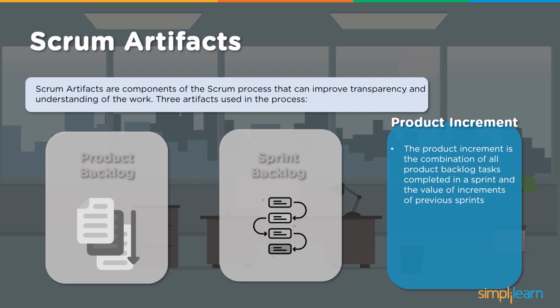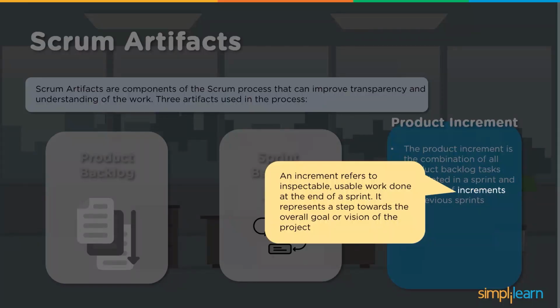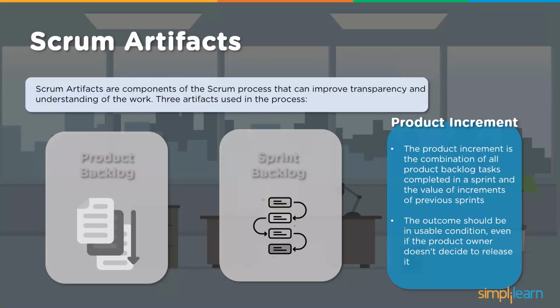That will lead to further issues and complications, and that should not happen. When we say agile, it's about moving faster, fine, and responding to change, fine, but that should not lead towards further complexity. It should make things simpler and smoother. Scrum is stressing that part. An increment refers to inspectable, usable work done at the end of the sprint. It represents a step towards the overall goal or vision of the project, as I was mentioning. The outcome should be in usable condition, even if the product owner doesn't decide to release it.